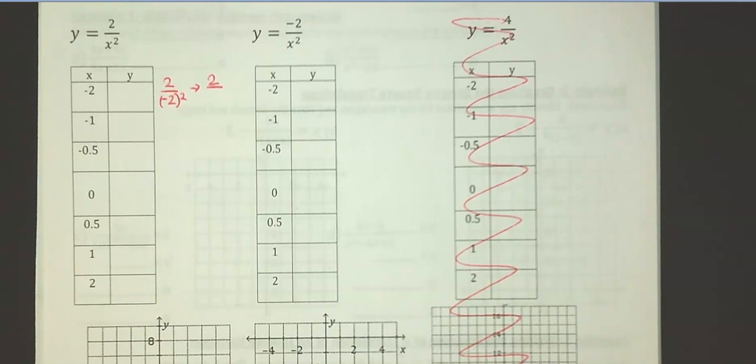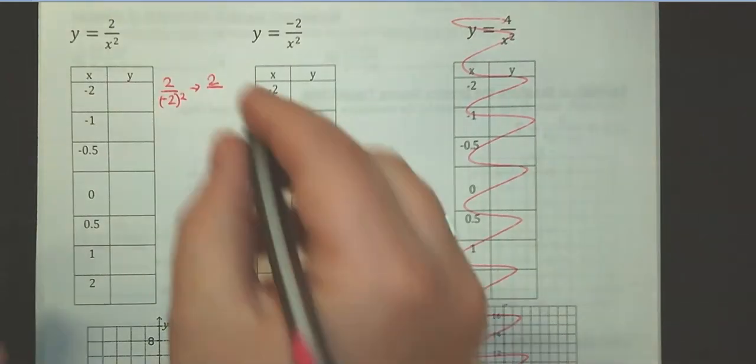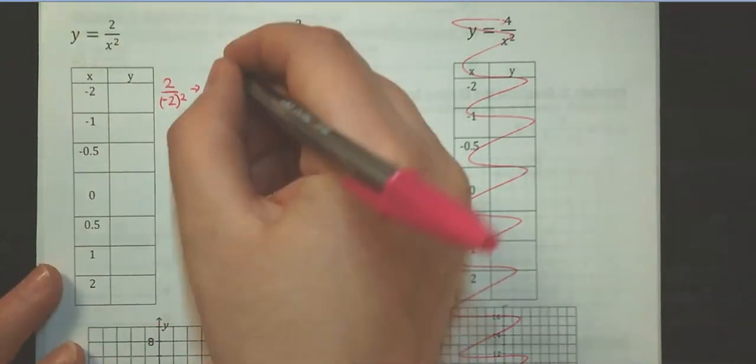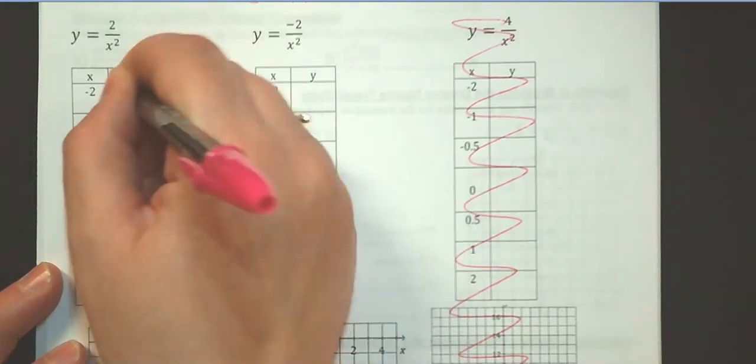Wait, what? I thought it was 2. Oh, wait. You can square it. It's okay to square it. Yeah, it would be 4. All I was trying to get you guys to see there, if you square a negative, it makes it positive. And if you want, reduce that, that's a half.